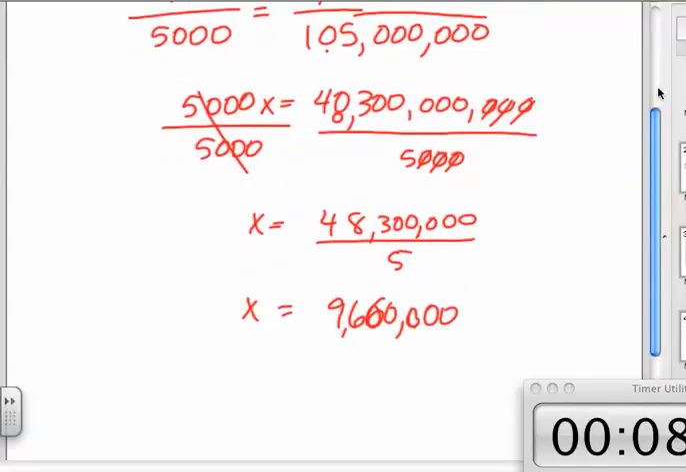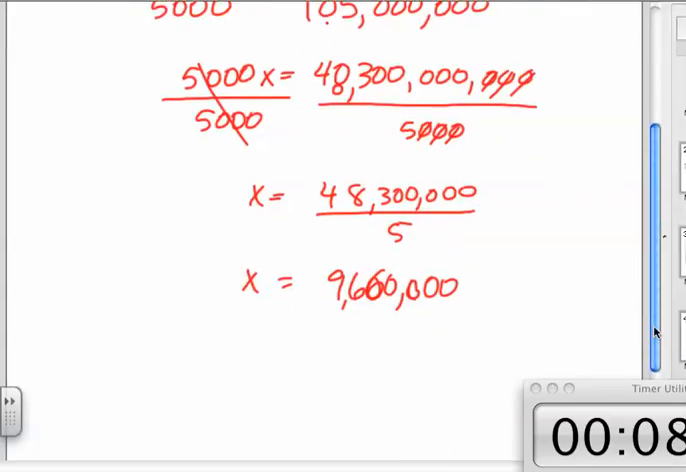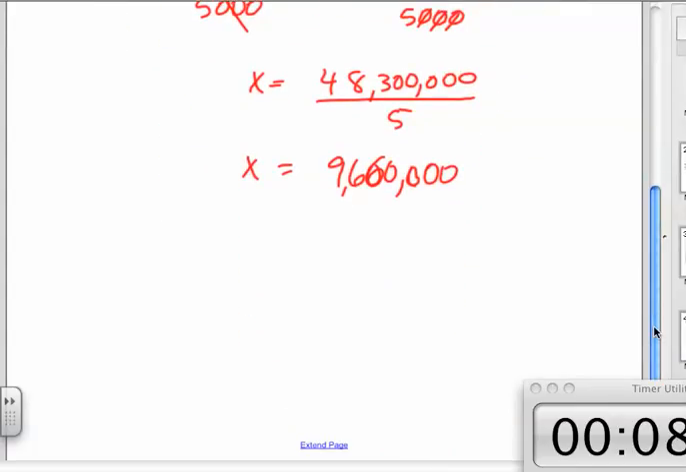Okay. So if 460 households out of 5,000 watched a certain program, then out of the entire country of households, 105 million households, we'd expect 9,660,000 to be watching that program.